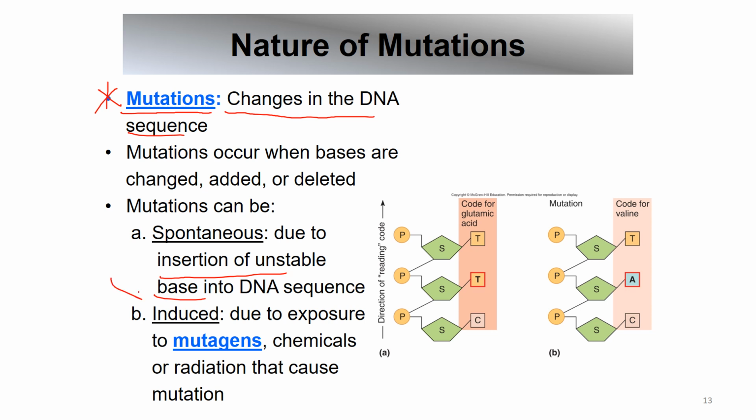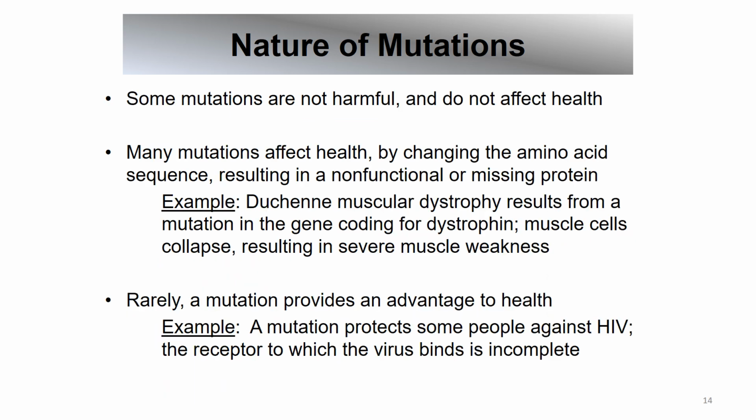Induced mutations, on the other hand, are caused by mutagens. Mutagens can be chemicals or radiation that cause a mutation. Some mutations are not harmful and do not affect health, but many mutations can have consequences to our health by changing the amino acid sequence. For example, Duchenne muscular dystrophy results from a mutation in the gene coding for this protein called dystrophin. Because of this mutation, muscle cells collapse and it results in muscle weakness.